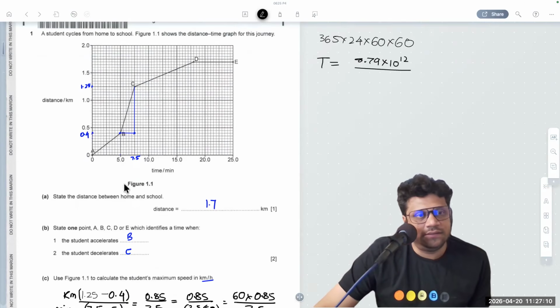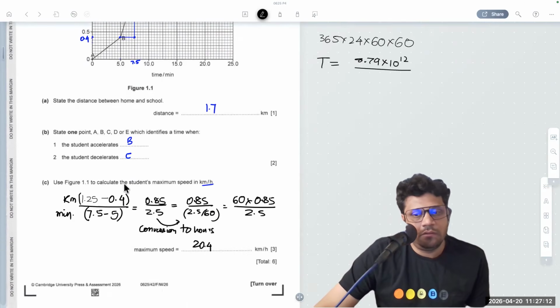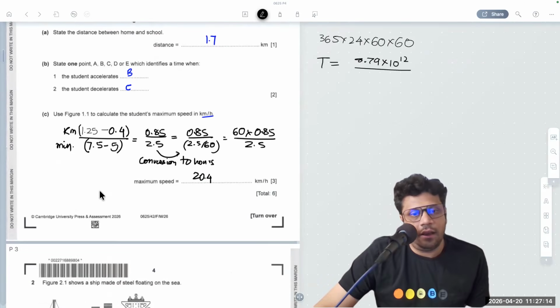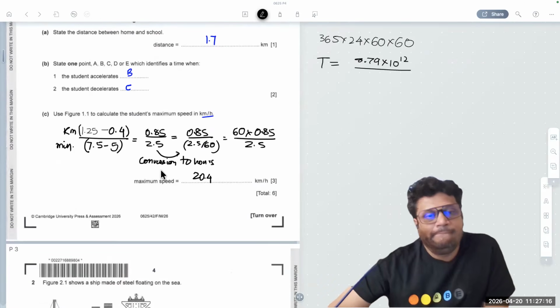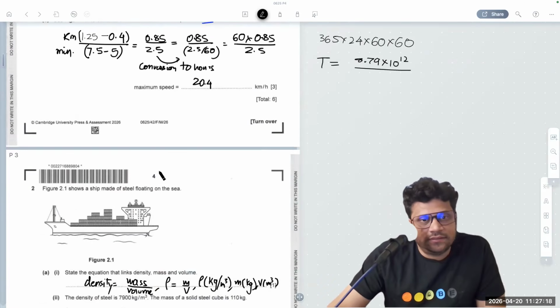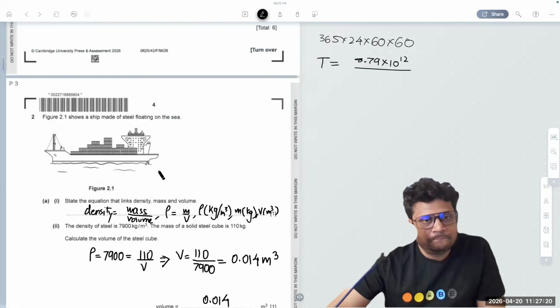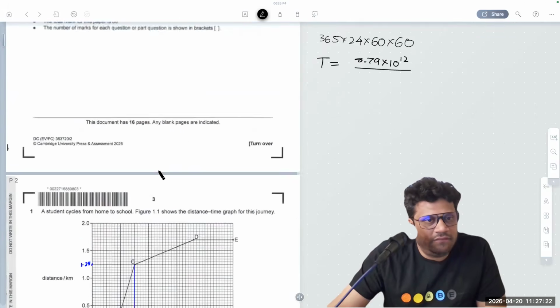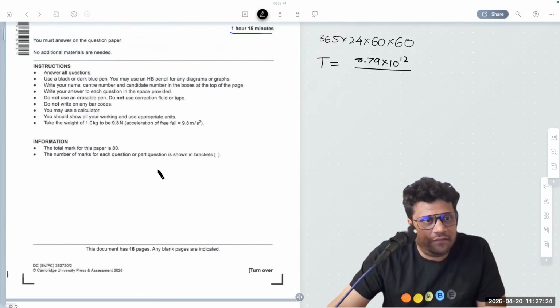Is that 1.7? Yes, it is. Kilometer, minute, 20 is the speed. Have they mentioned anything about significant figures here? Let me see.